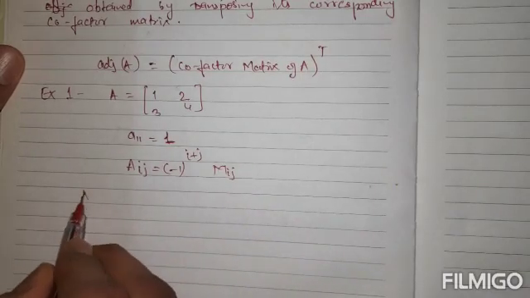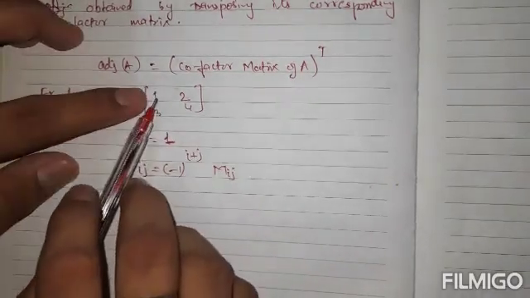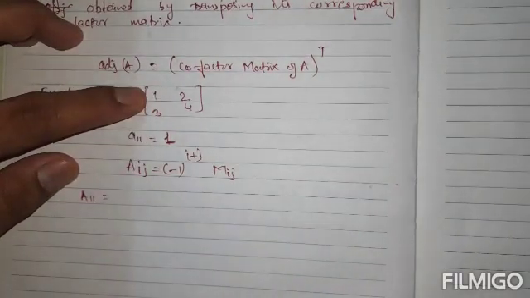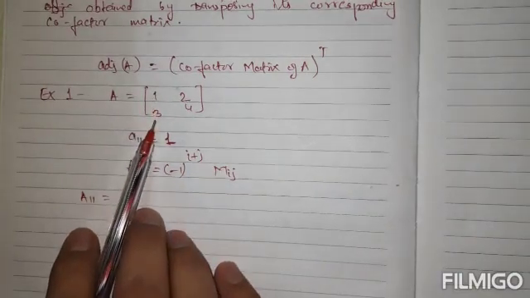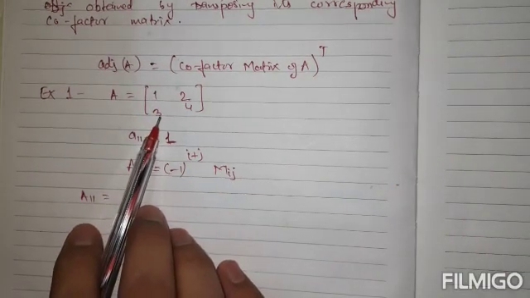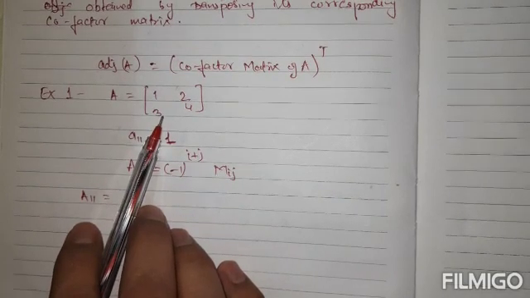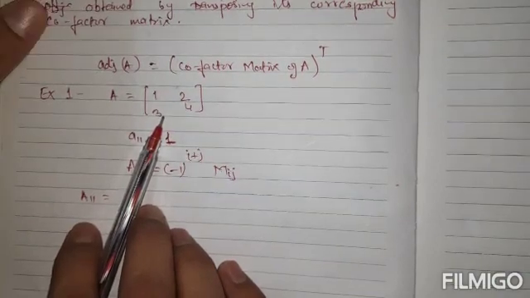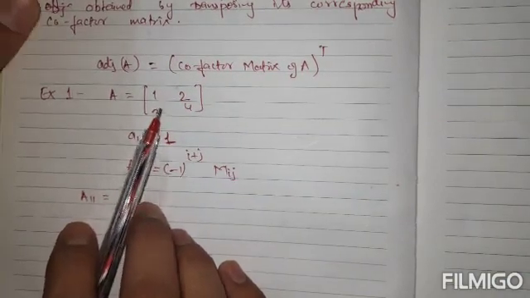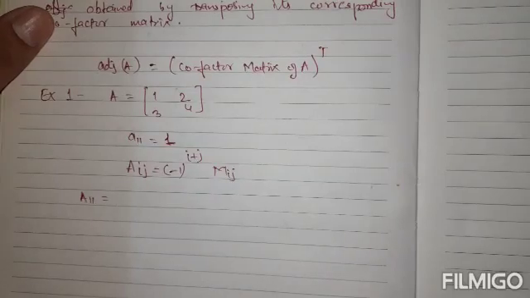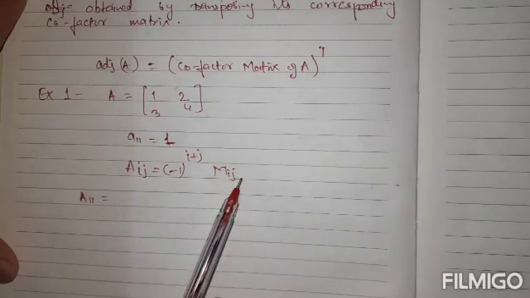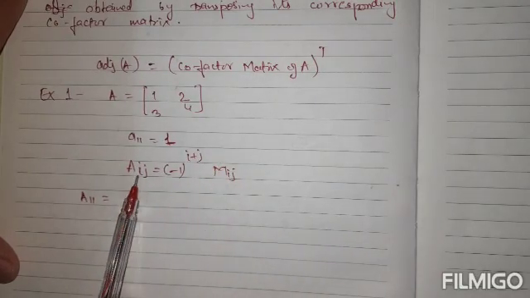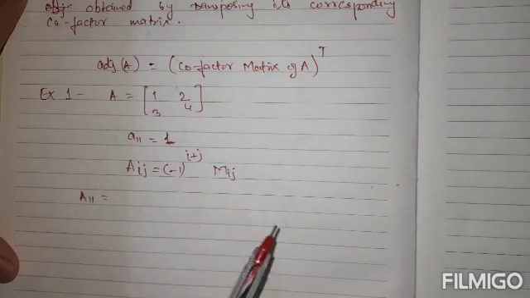So for a11, its cofactor will be, since it is in the even position. Students, we had discussed about the even and odd position, where the sum of the row number and column number is even, that is called an even position, and where the sum of the row number and column number is odd, that is called an odd position. In the case of even positions, the cofactor is exactly equal to the minor, and in case of odd position, the cofactor is numerically equal to the minor but opposite in sign.